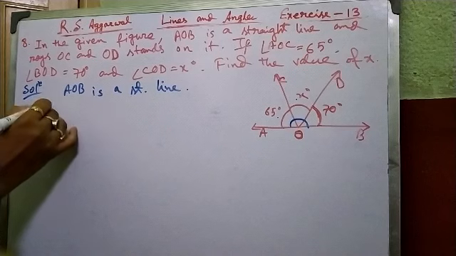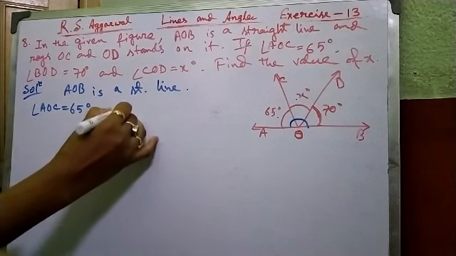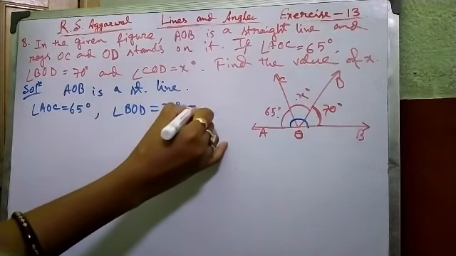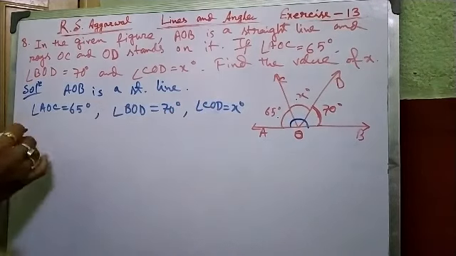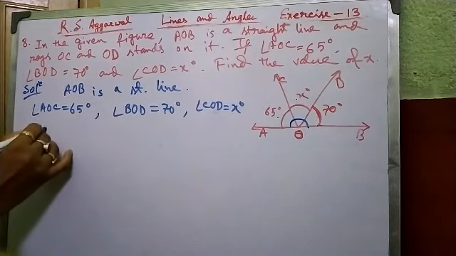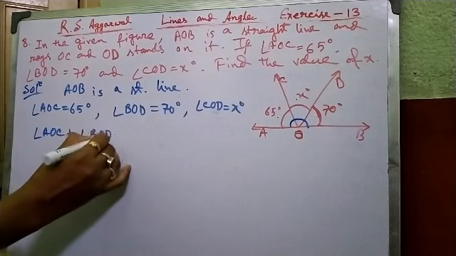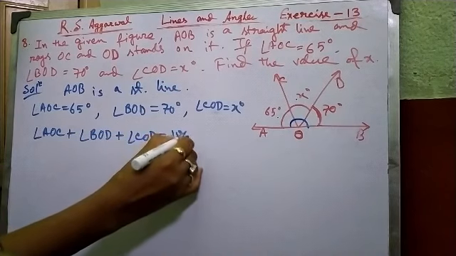Angle AOC equal to 65 degree. Angle BOD equal to 70 degree. Angle COD equal to x degree. So we can write angle AOC plus angle BOD plus angle COD equal to 180 degree.